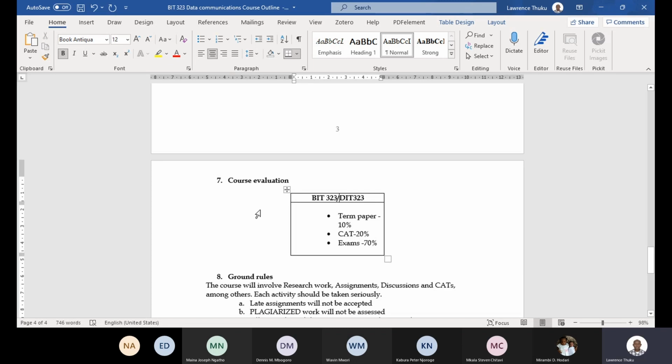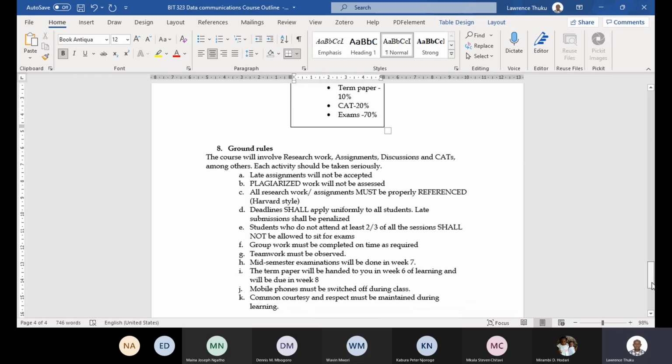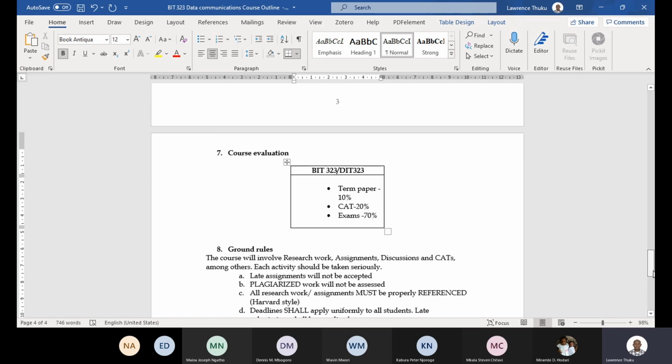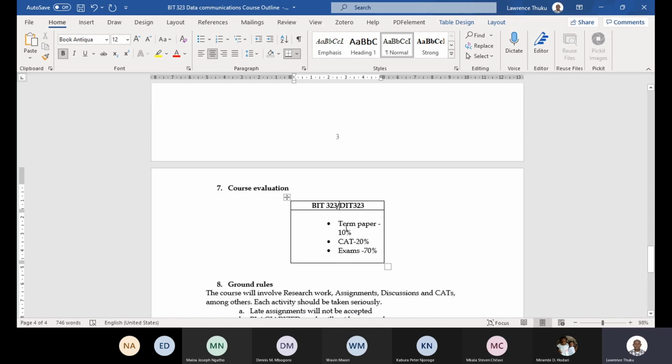Okay, so I think that's all in terms of the course evaluation, and the next will be the rules. Of course, the rules you already know, you don't have to keep on mentioning them. You can read them at your own free time to be able to work them out.